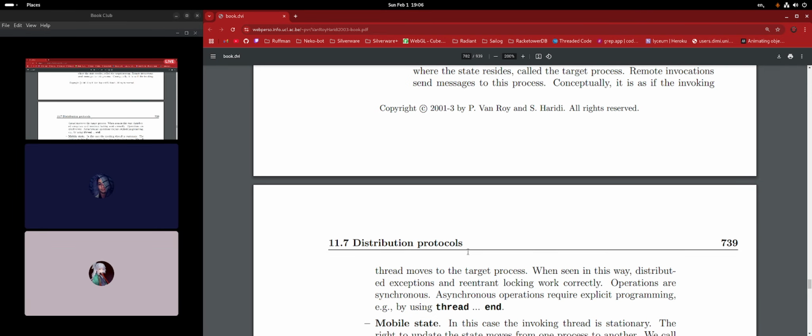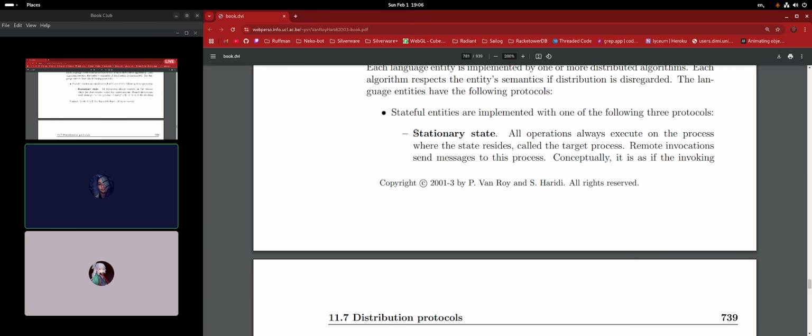When seen this way, distributed exceptions and re-entrant locking work correctly. Operations are synchronous. As far as I remember, this is the case where nobody has access to the thing with a syntax that would be perceived as local. Rather, people have to talk to the owner of the thing, and then the owner does the thing. This is used for ports most notably, because they are asynchronous. So it makes sense that if you're just sending a message and not waiting for a response, there's no reason for the ports to move, right?